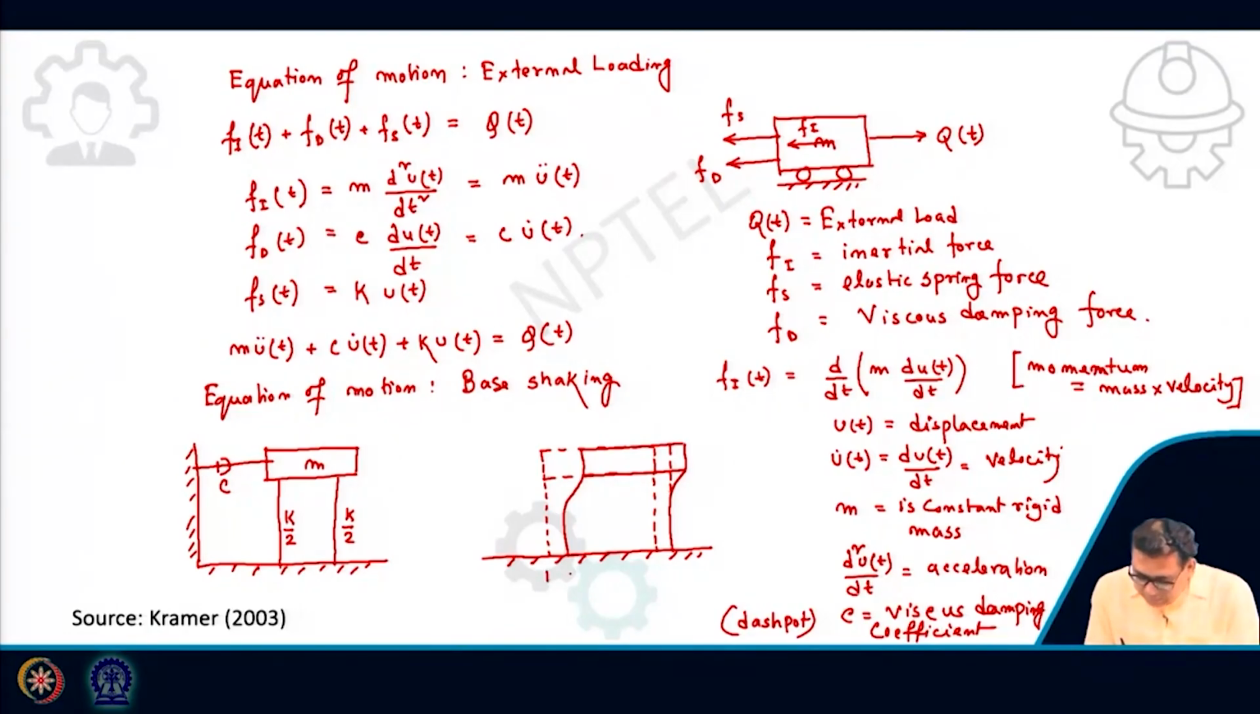So, this is the displacement of the base or the ground, and this will be the displacement u, and this will be the total displacement u_t. Okay. So, let me discuss what is this u_b, u and u_t.